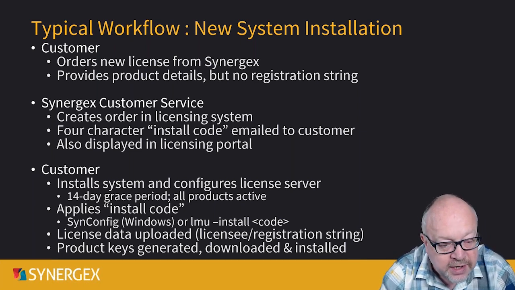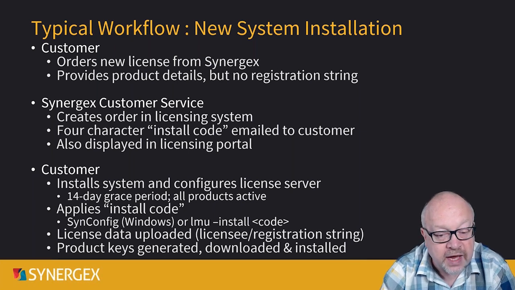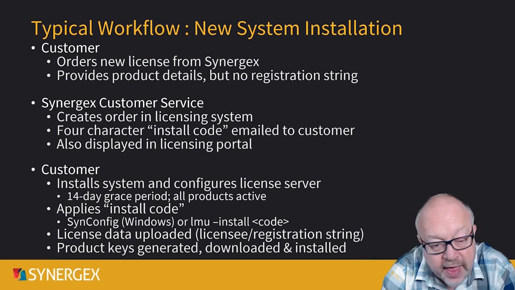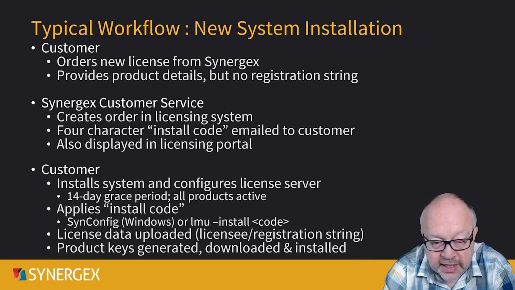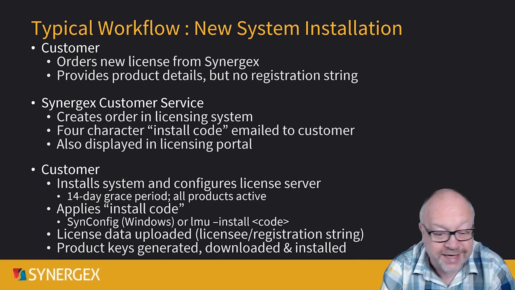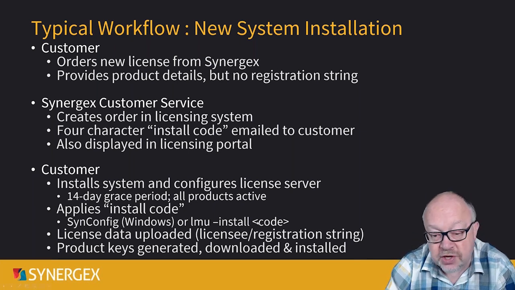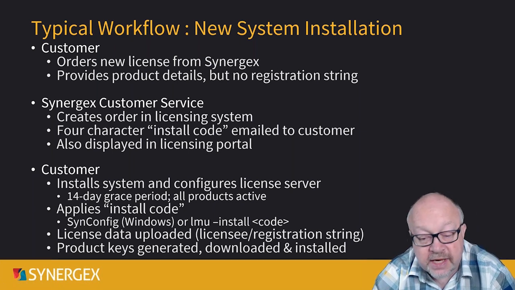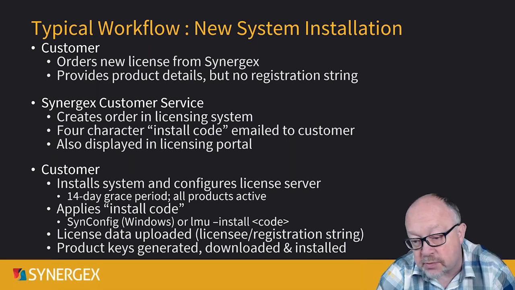And then an additional step afterwards is, once you've received that 4-digit code, you go and apply it. And you can do that again either in the SynConfig utility on Windows, or you can use the LMU command line with LMU-install and enter the code. And what that does is essentially it contacts the license web service.